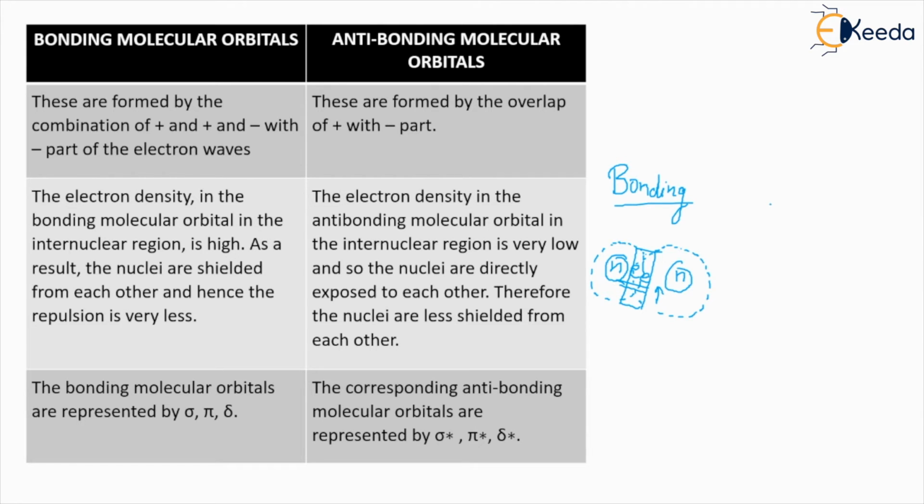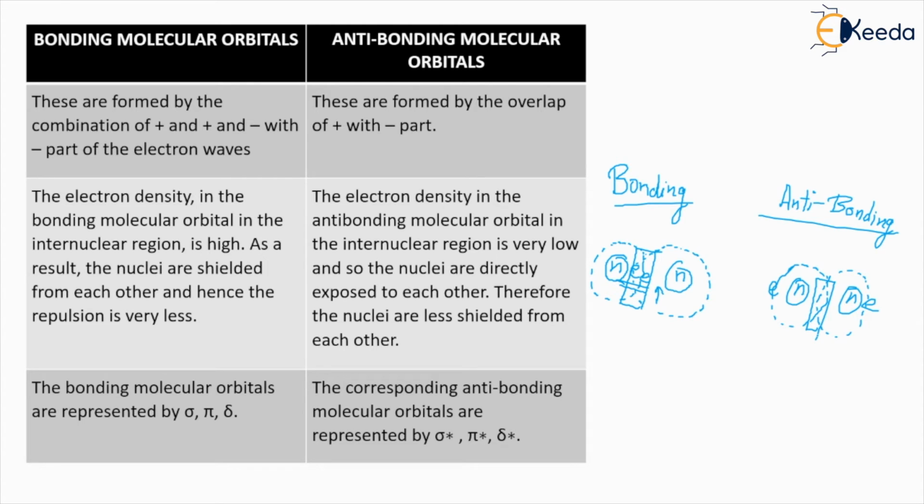Now if I'm talking about anti-bonding, some people also call it antibonding. Both of them are the same. The logic is the same. What happens in anti-bonding? Nucleus, nucleus. Two nuclei are there. I have two overlapping orbitals as well. But electrons are nowhere to be seen inside this particular internuclear region.